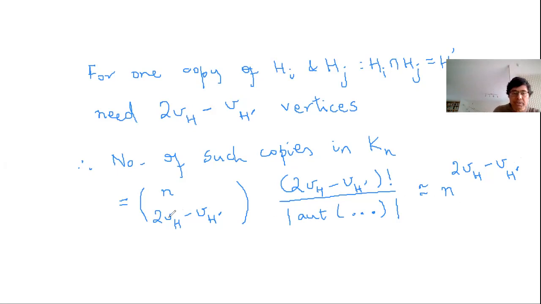I don't know if that has gone outside the screen for some of you, so I'll write it down once more. So this was approximately n to the 2vh minus vh prime. Two times the number of vertices in H minus the number of vertices in the intersection H prime. Good. So there are this many copies, and for each such copy, we know what the covariance is. So let's put all that together to calculate the variance.